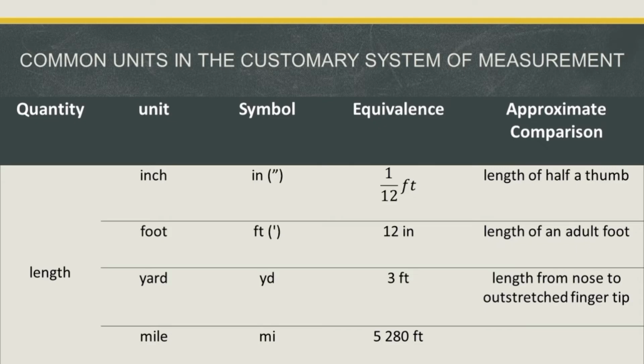Next is foot with the symbol of FT or the apostrophe sign. The equivalence is 12 inches. And the approximate comparison is the length of an adult foot. Next, we have yard with the symbol of YD. The equivalence is 3 feet. And the approximate comparison is the length from the nose to the outstretched fingertip. And last, under length, we have the mile with the symbol of MI. The equivalence is 5,280 feet.